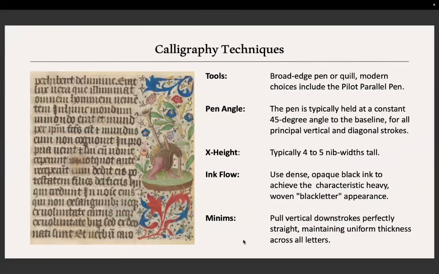Now, for the calligraphy techniques, for tools, in the medieval times, they used quills, feather quills that could come from a goose or any kind of bird. They cut the quill so that they can write Textura. But in modern days, we have the broad edge steel nibs. You can also use, if you like, Pilot Parallel pens.